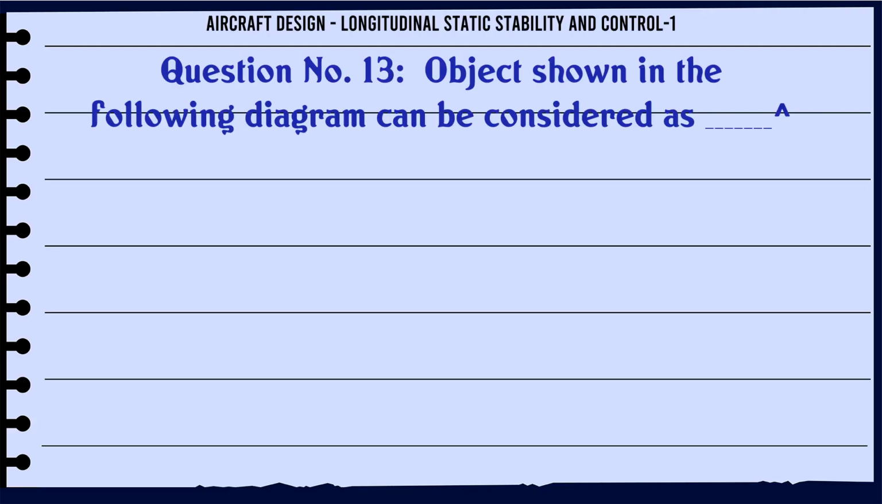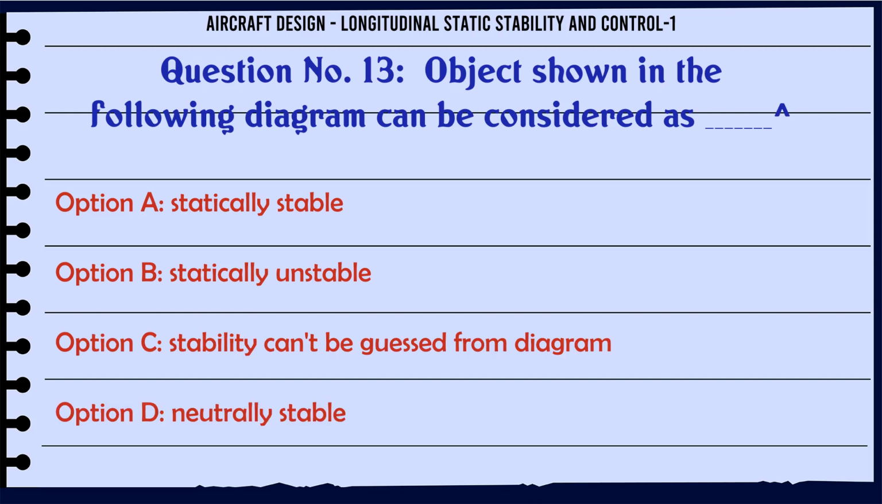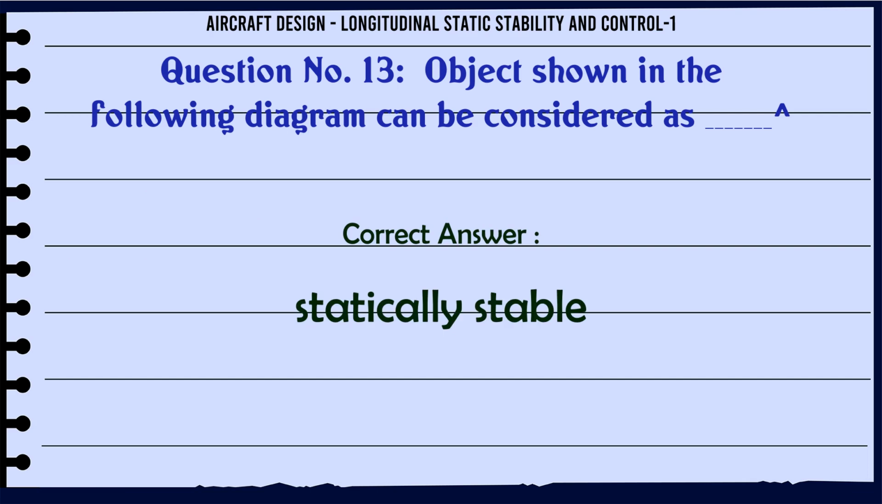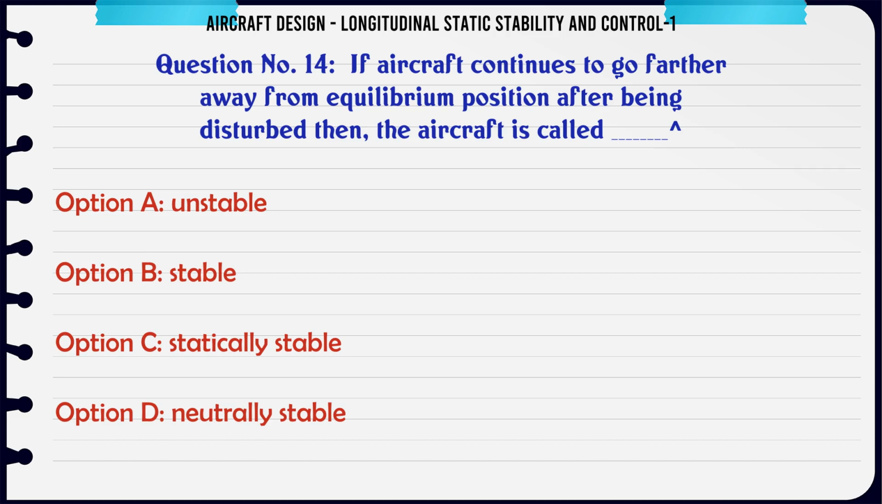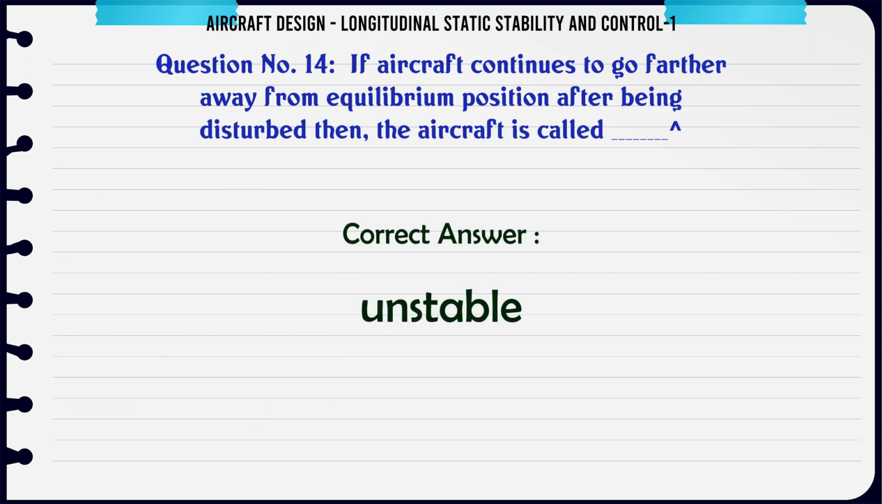The object shown in the following diagram can be considered as A. Statically stable. B. Statically unstable. C. Stability can be guessed from the diagram. D. Neutrally stable. The correct answer is statically stable. If the aircraft continues to go farther away from the equilibrium position after being disturbed, then the aircraft is called A. Unstable. B. Stable. C. Statically stable. D. Neutrally stable. The correct answer is unstable.